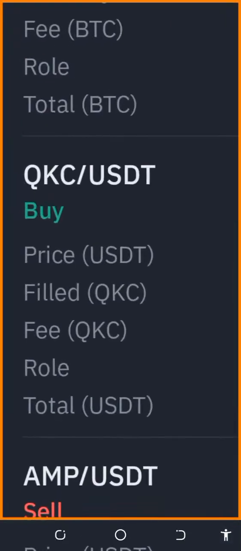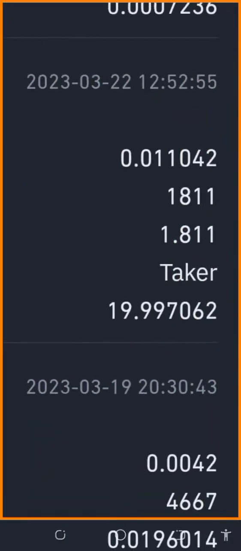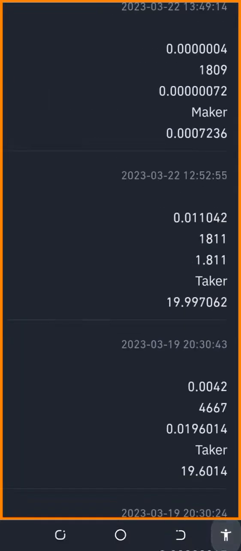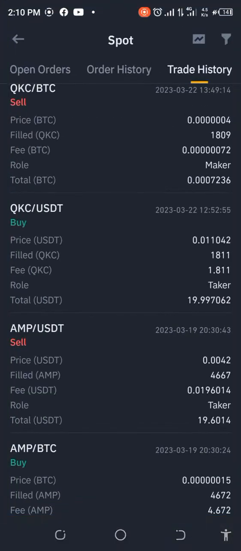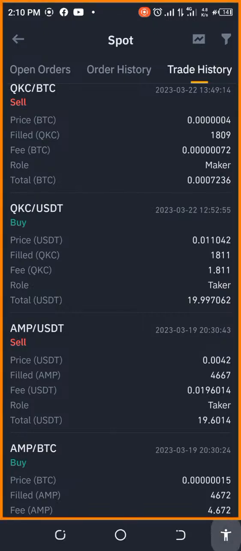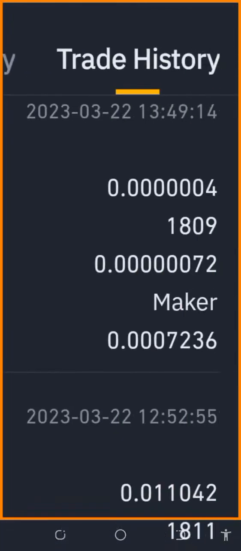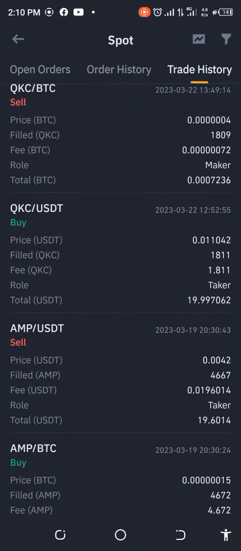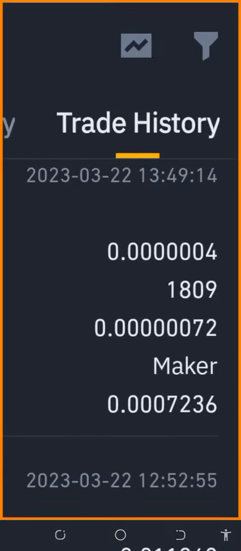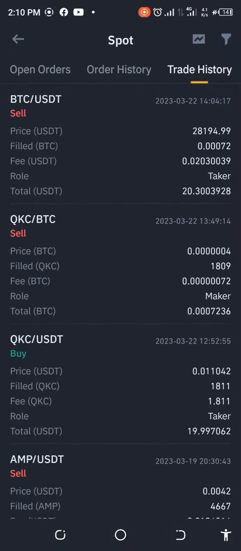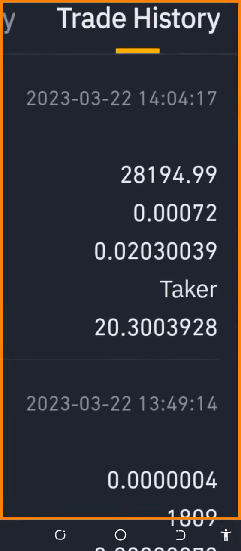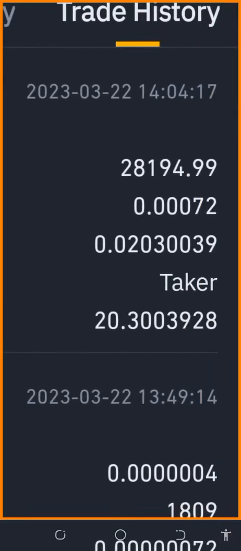So if we look at this, we started out with 19.997, almost $20. Let's just say 19.99 or just say $20. That's the best way to look at it. Okay, so after that, we sold that amount to BTC and we got 1809. Then we sold our BTC to get, we actually got 20.30.